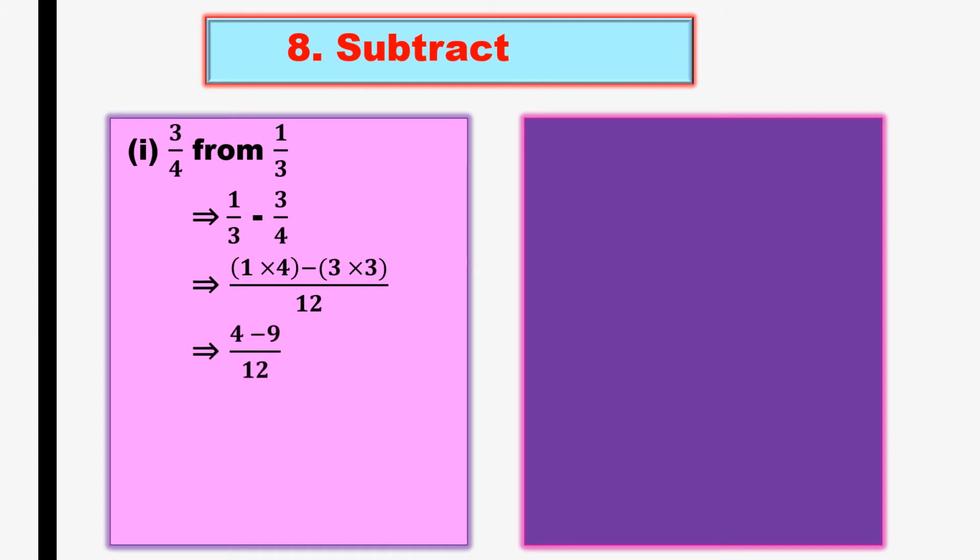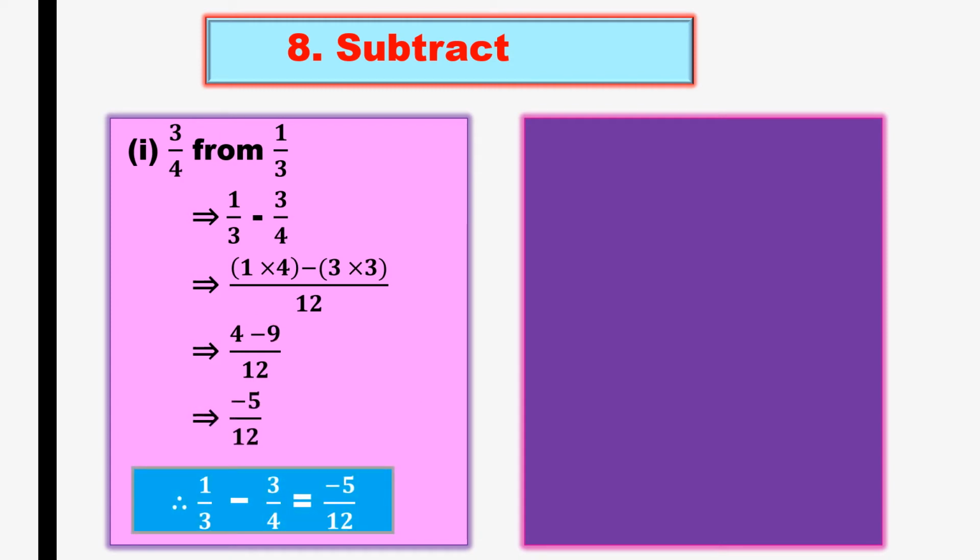So 4 minus 9, it is minus 5, because 4 minus 9 means first you should do subtraction. 9 minus 4 is 5 and the bigger number's symbol is minus, so you should put minus symbol. So minus 5 by 12. Okay, or else from a small number, if you are taking a big number, you should take minus symbol. In that way also you can remember. Okay, let us go to the next question.